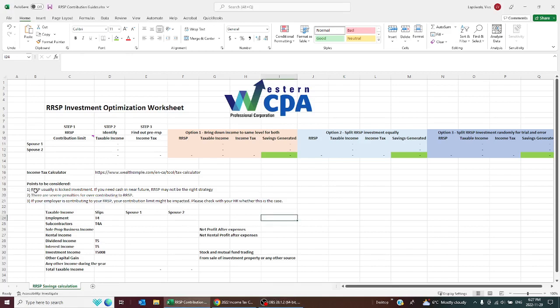RRSP is usually a locked investment. So when you withdraw, you have to pay tax again. It's not easy to withdraw RRSP. If you need cash in the near future, RRSP may not be the right strategy for you.